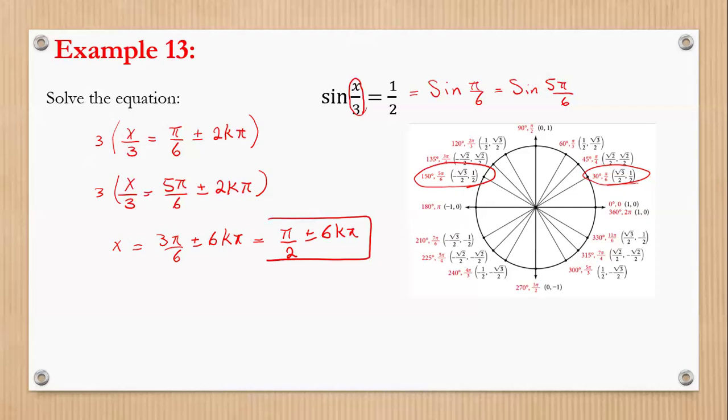And for the second one, we get x equal to 5 times 3, which is 15 pi over 6, plus or minus 6k pi. Or if we simplify 15 over 6, we get 5 pi over 2 plus or minus 6k pi. And these are all of the solutions. But if you need solutions from 0 to 2 pi, start replacing numbers for k and then find all possible solutions from 0 to 2 pi.